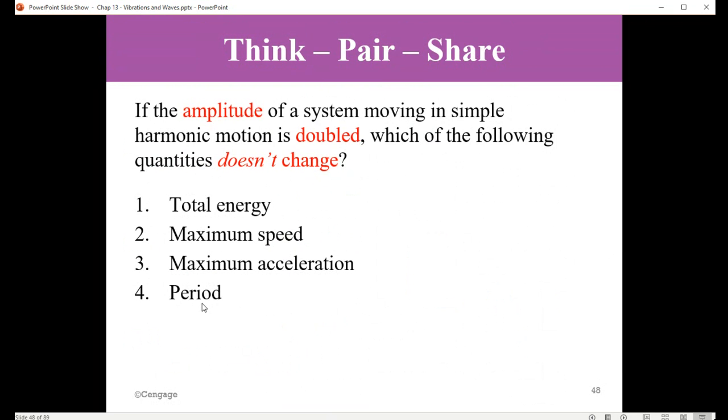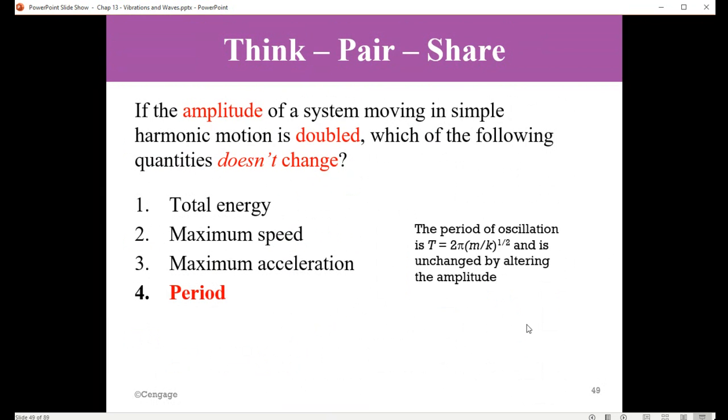I think it would be the maximum speed. It is the period. Yeah. Okay. Yeah, thank you. So the period of oscillation does not alter with the amplitude.